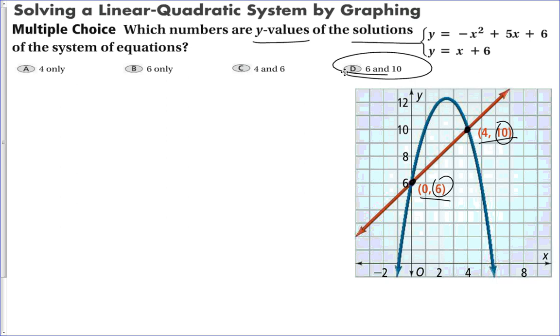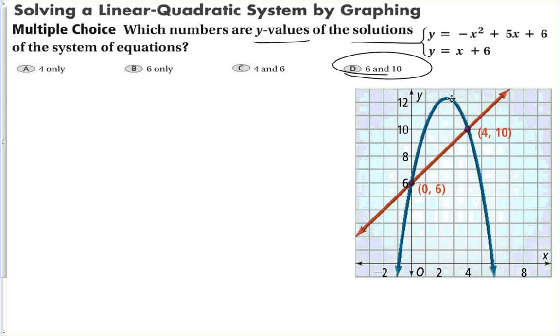Now, it's possible that it might only intersect one time. It could come across and just touch the quadratic like this. So there would only be one solution to this because it only touches in a single point. But that would still be the solution. You'd still figure out where it touches, and that's all you do.